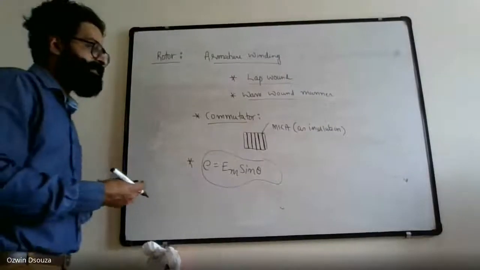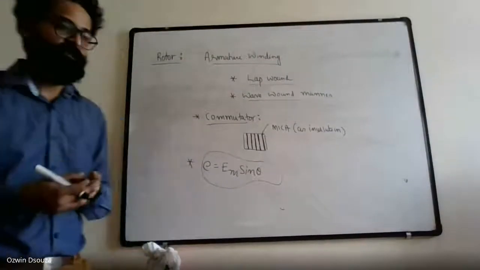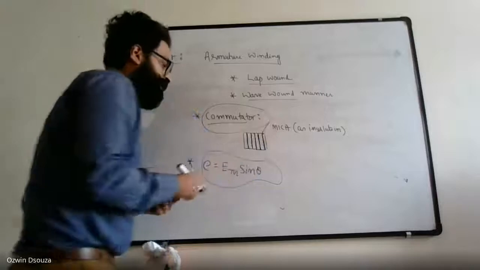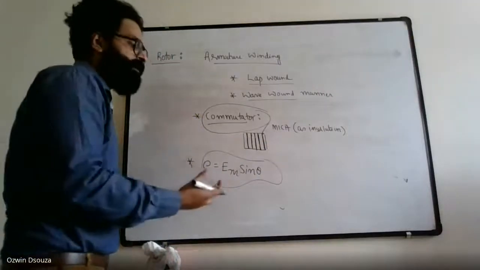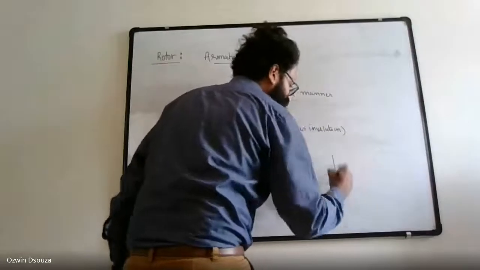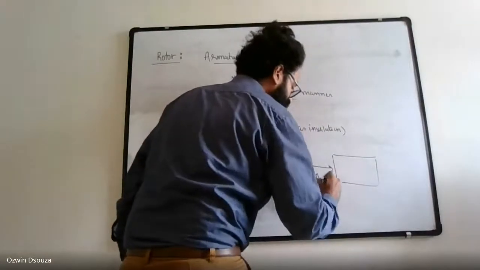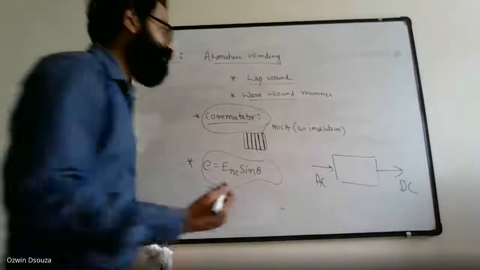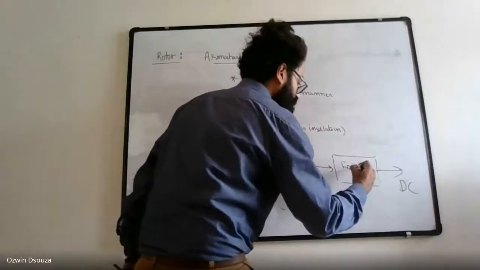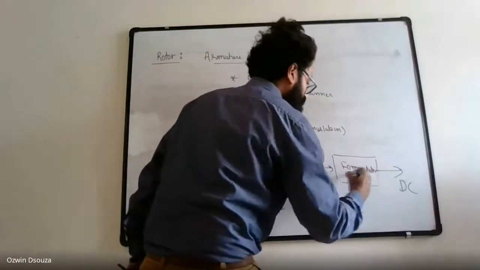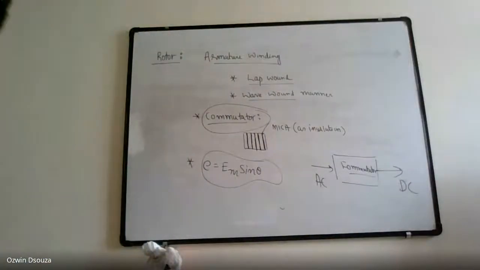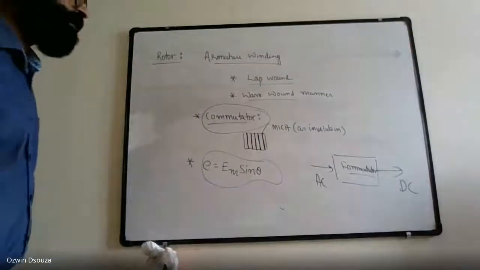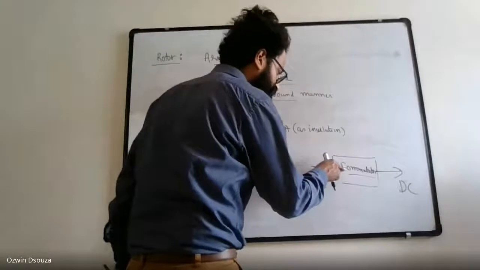But what we want is the direct current voltage, right? So to get direct current voltage, what we use is a commutator. So commutator is similar to that of a rectifier. So what it does is it takes the input as AC and it gives output as DC, with a process called commutation. Okay, so this is your commutator. So there's a theory behind it. How can you convert an AC into DC using commutator? There is a theory called commutation process. Okay, that is not required at this juncture.